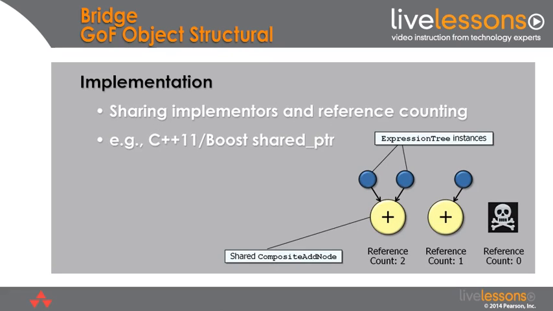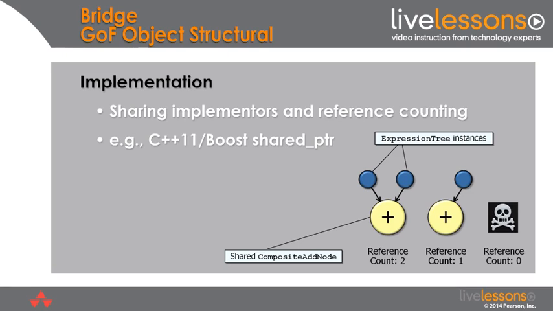Another consideration, which is important in languages that don't have the kind of garbage collection you find in Java or C#, is to share implementations and do reference count. For example, in C++ or Boost, there are various concepts like shared pointers, which can be used in a very powerful way to some extent automate the reclamation of memory when an object is no longer used.